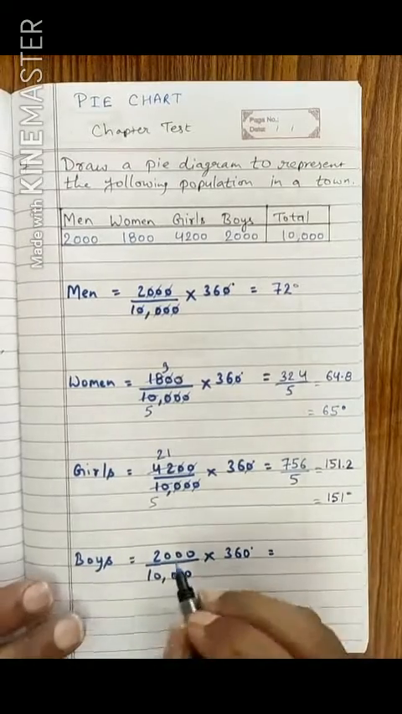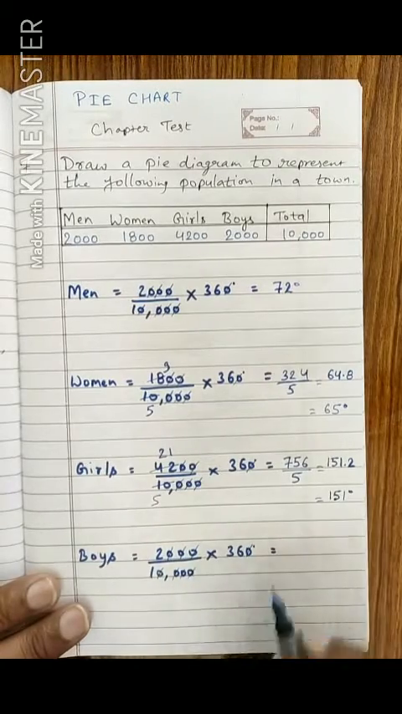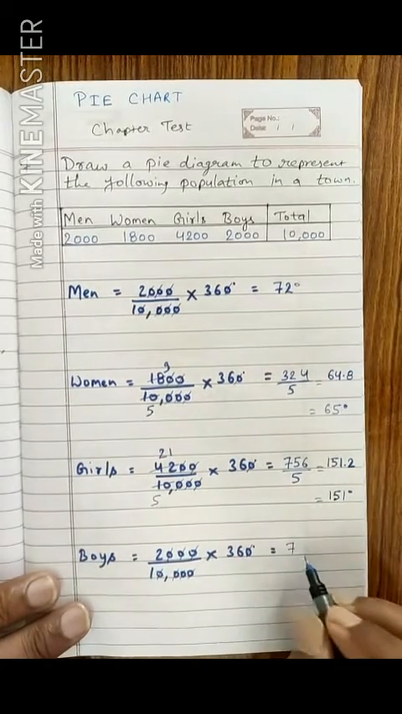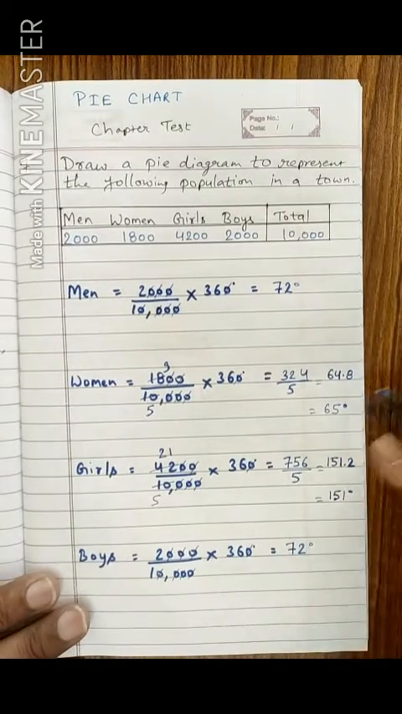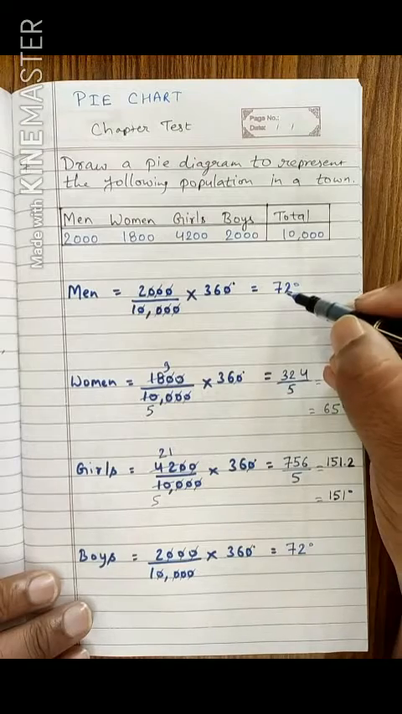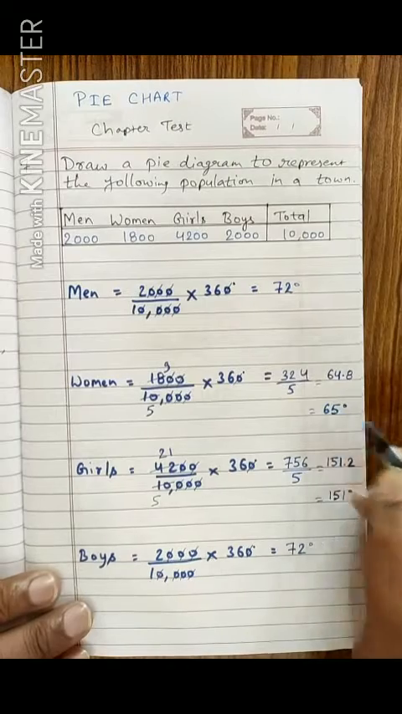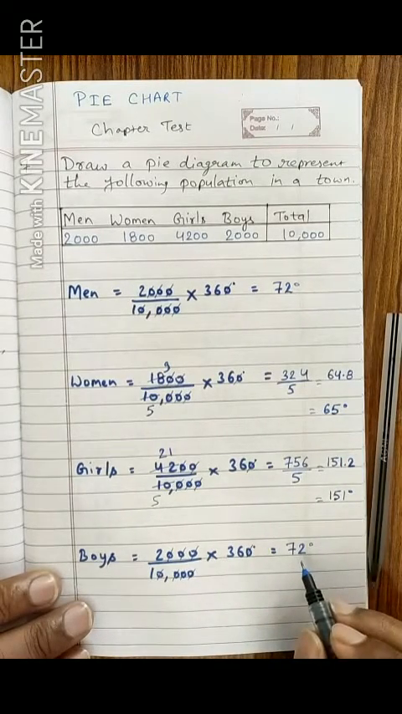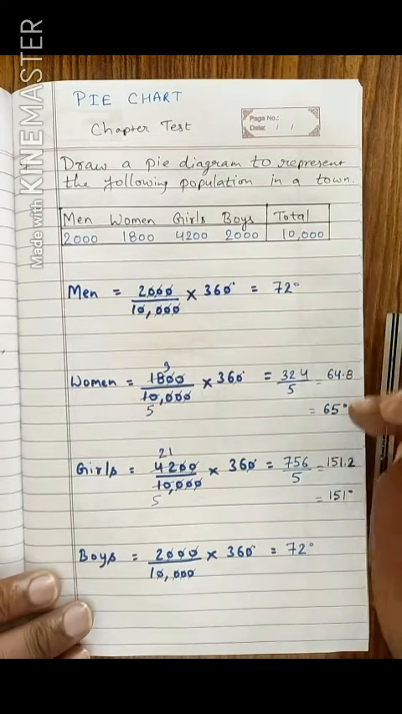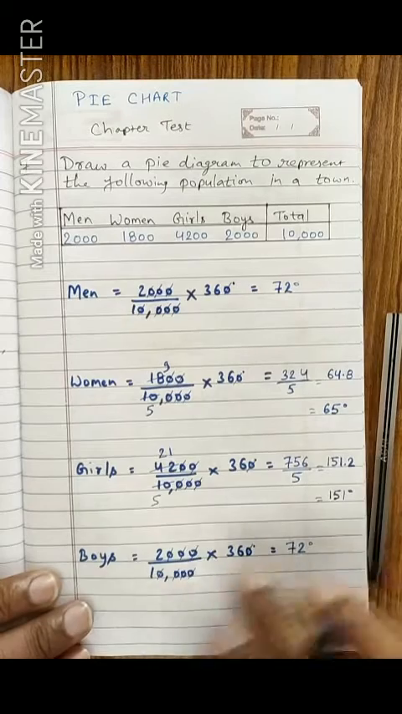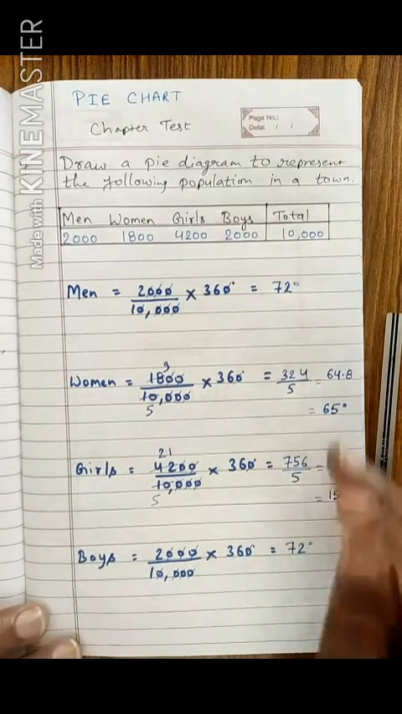Again, boys sector, 1 2 3 4 zeros are here, 1 2 3 4 zeros are here. So 2 into 36 again gives you 72 degrees. Now if you sum up 72, 65, 151 and 72, you get 360 degrees. If the sum of these degrees does not come to 360 degrees, then the calculation is wrong. Okay, so you can verify it yourself after adding.